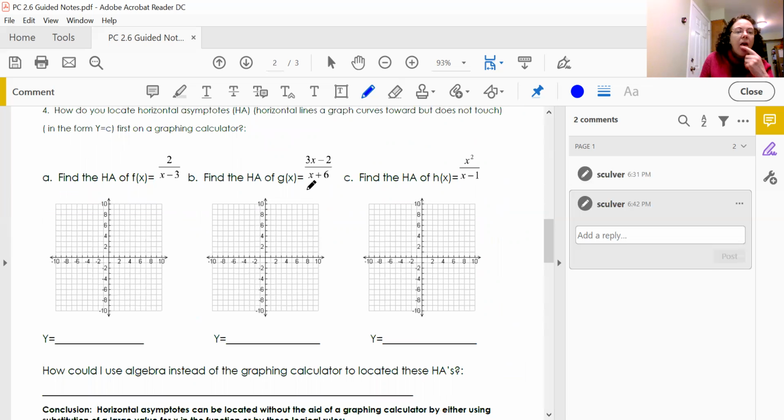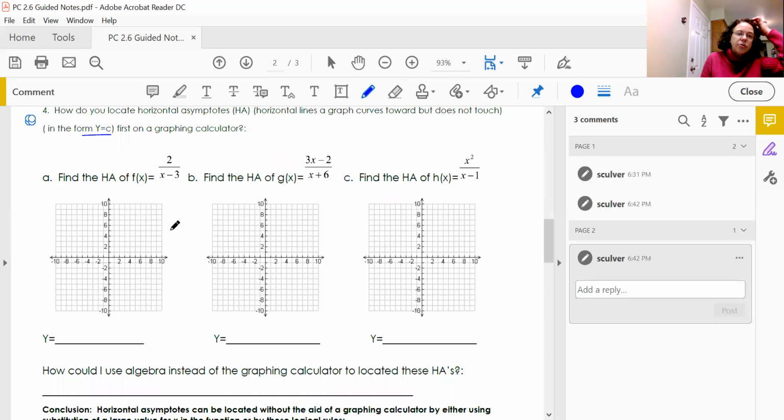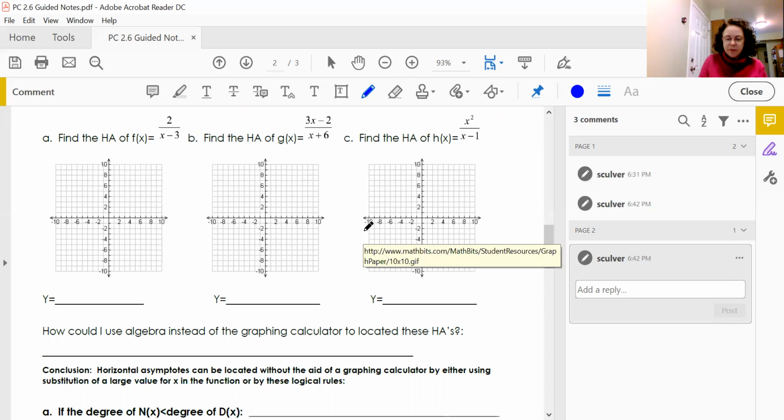Number 4, how do you locate horizontal asymptotes? Those are horizontal lines the graph curves towards but does not touch. Those are in the form of y equals c on a graphing calculator. So again, A, B, and C, this is the algebra 2 part, right? You used to find horizontal asymptotes using your graphing calculator. So again, take a look.